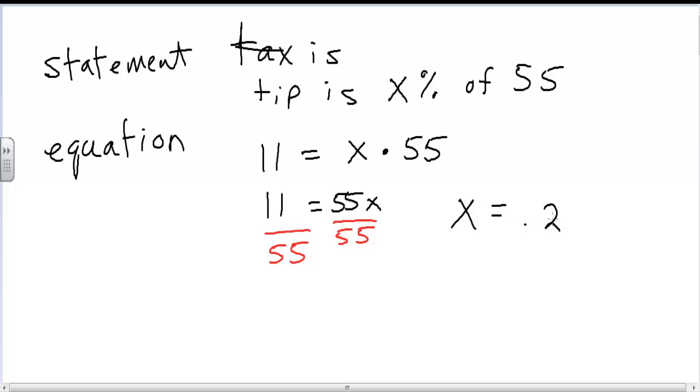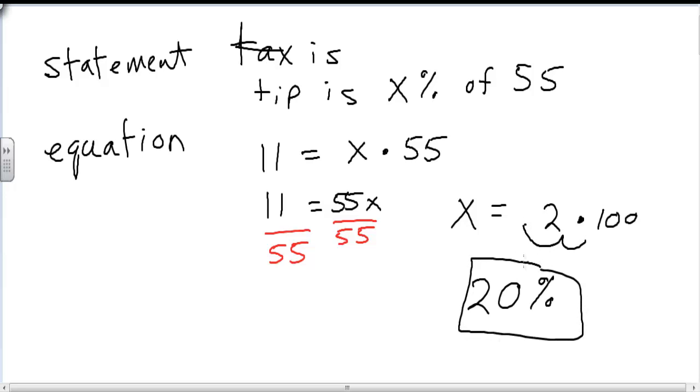And since I'm asking for a percentage, and I have that answer in decimal form, my last step is to multiply by 100, changing it to percent form. The effect of which is I take my decimal point, move it 2 spaces to the right, and I'm left with 20%. So we say at this particular salon, an $11 tip on a $55 style is 20%.